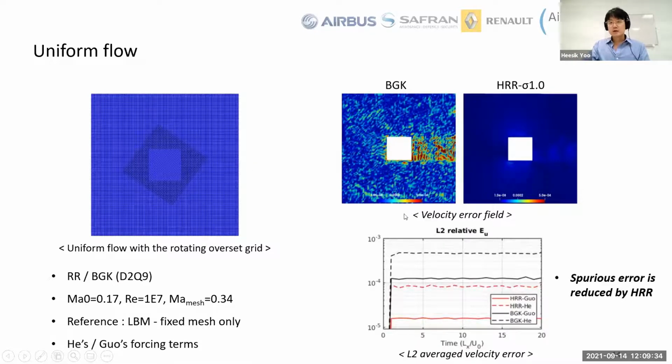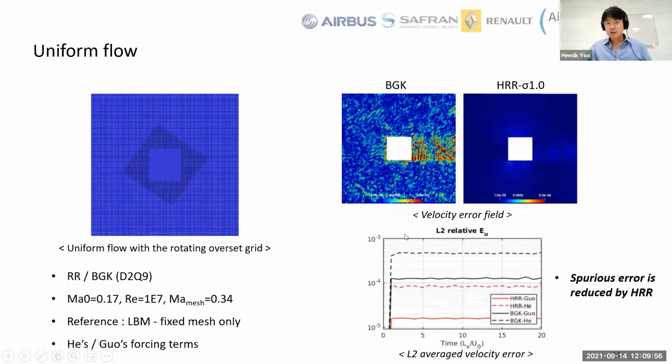And this is the spurious error coming from the BGK. And the right one is the error coming from the HRR model. Here, since I use sigma equals 1, it is a standard recursive regularization model. And it shows that errors are reduced when I'm using the HRR model.